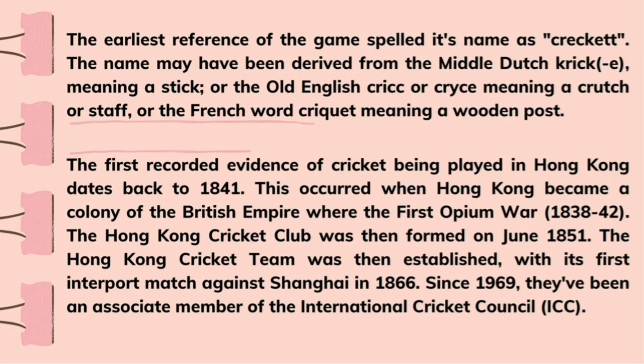The first recorded evidence of cricket being played in Hong Kong dates back to 1841. This occurred when Hong Kong became a colony of the British Empire when the First Opium War happened. The Hong Kong Cricket Club was then formed in June 1851. The Hong Kong cricket team was then established with its first inter-court match against Shanghai in 1866. Since 1969, they've been an associate member of the International Cricket Council.